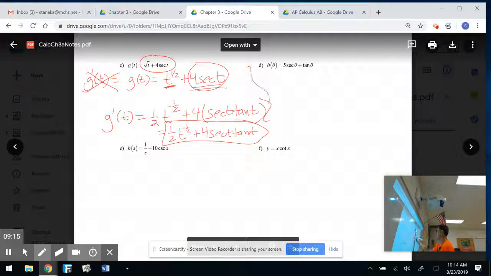All right, here we go. Rolling. Ooh, what do we have here? Oh, same type of thing. Here we go, h prime of theta. Don't even have to rewrite anything. That 5 is a constant, so it's 5. Derivative of secant is what, class? It would be secant tangent, but make sure you don't forget that theta. Secant theta, tangent theta, and the derivative of tangent is secant squared theta.